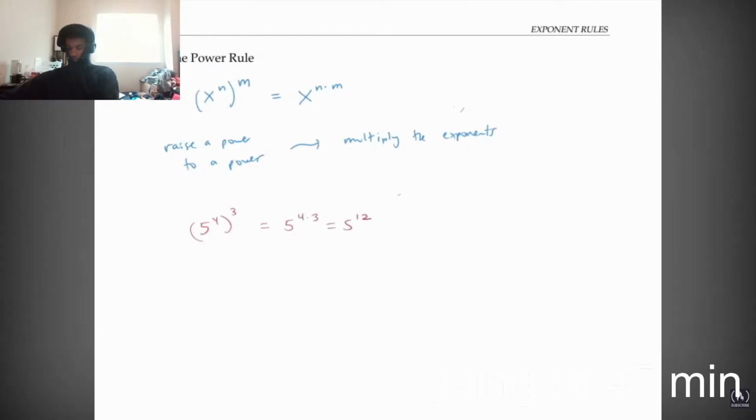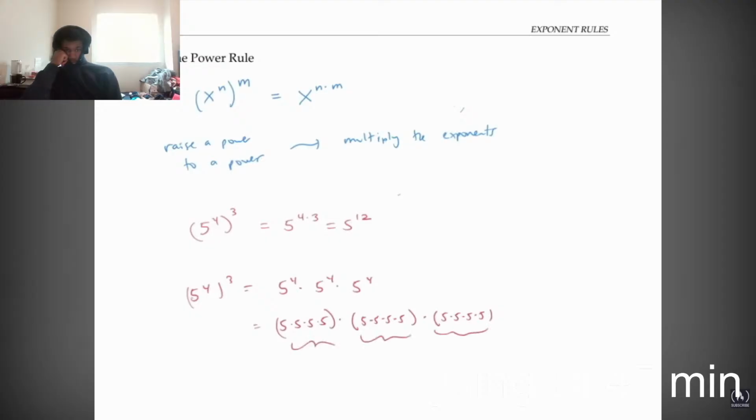And this makes sense because 5 to the 4th cubed can be thought of as 5 to the 4th times 5 to the 4th times 5 to the 4th. Expanding this out some more, that's 5 times 5 times 5 times 5 times the same thing times the same thing again. So I have 3 groups of 4 fives, which is a total of 3 times 4, or 12 fives.